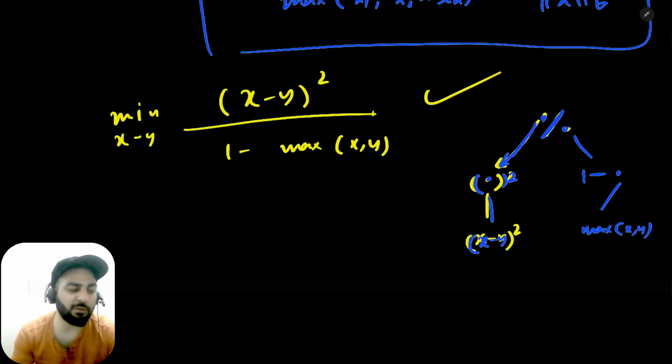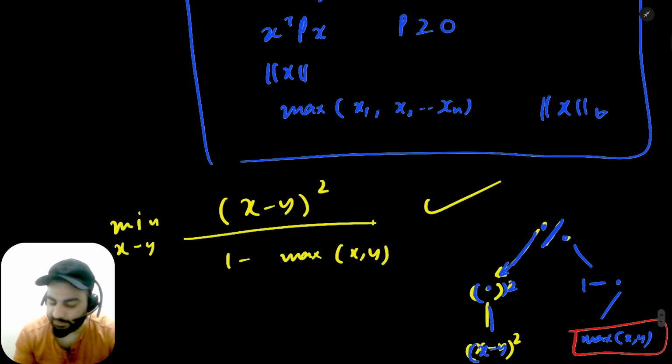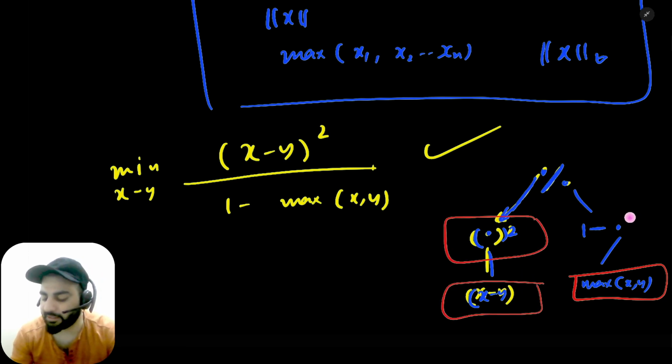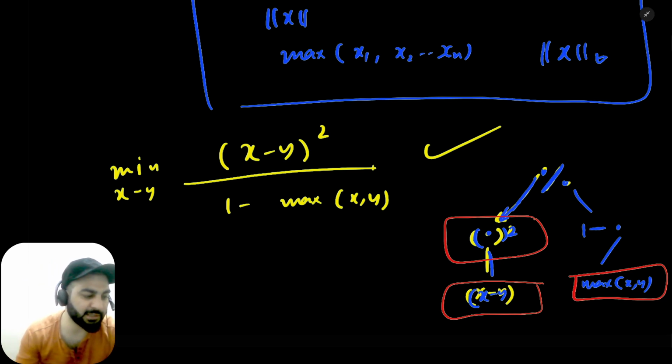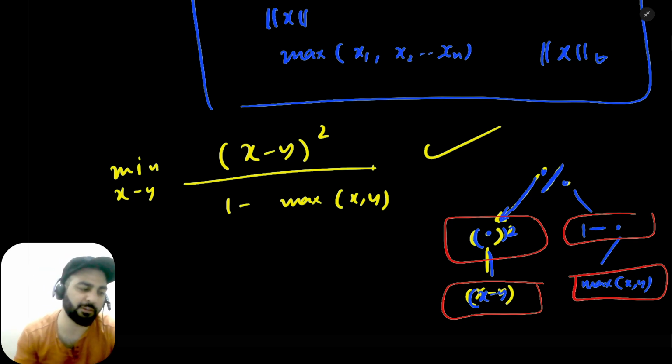Okay, now if we want to see if it is a convex function, you can see that over here this max is a convex function, because we have written that over here. Max is a convex function. Now this again is a convex function, this is squared. And now I think this is a concave function. This 1 minus something makes it a concave function.